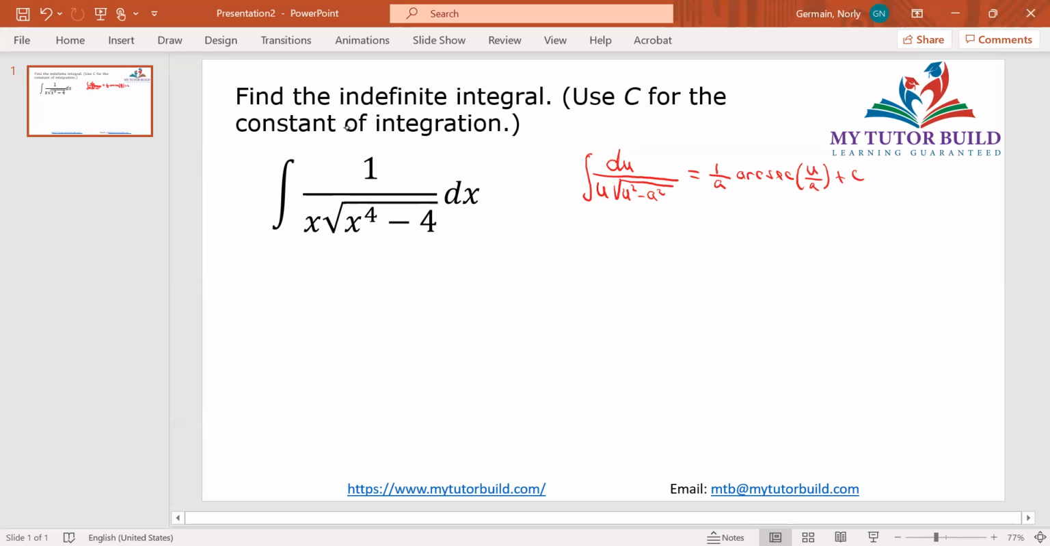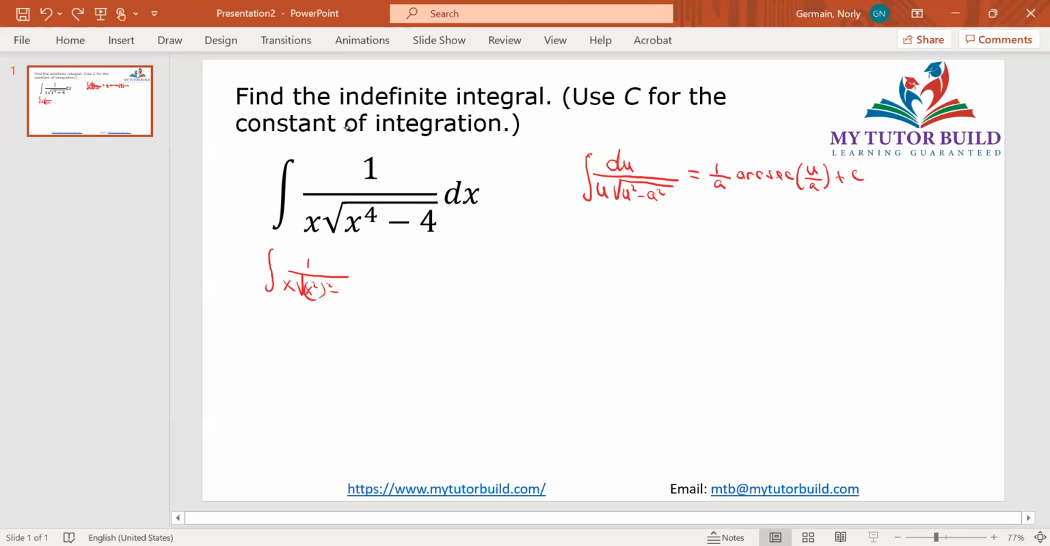Because it's an indefinite integral, we need to add the constant c, and they already asked us to use c for the constant of integration. But looking at this one, if we set u equal x squared, for example, we don't have x squared outside. So we're going to perform some operations to show that if we rewrite this one as 1 over x square root of x squared power 2 minus 2 squared.